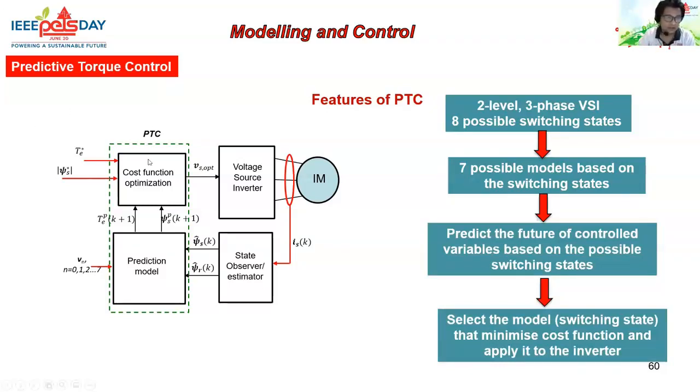You can see the main difference between PTC and the feedback structure is that you compare the reference with the future value. Whereas in your feedback system, you are comparing the reference with the already happened control variables. Here we are comparing with a future value, which means that we have the option of selecting which of these voltage vectors will minimize the cost function, right?